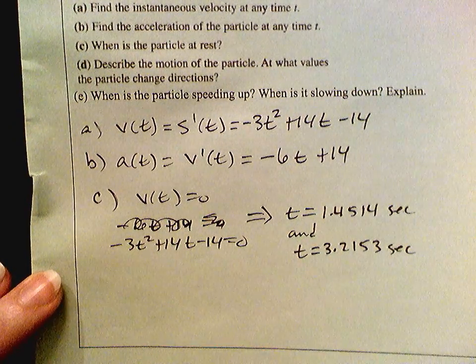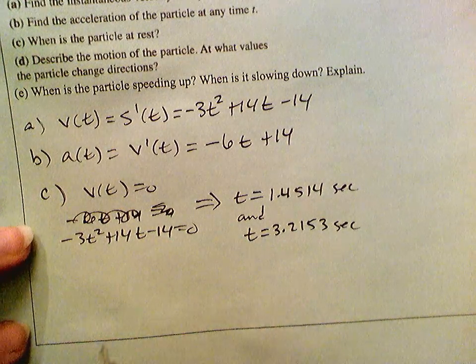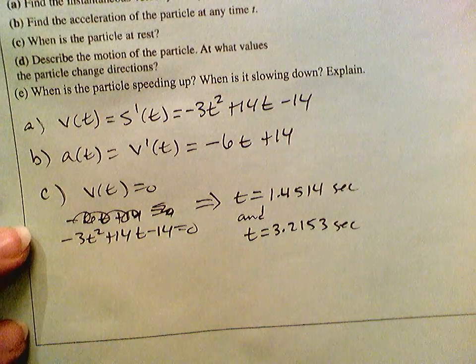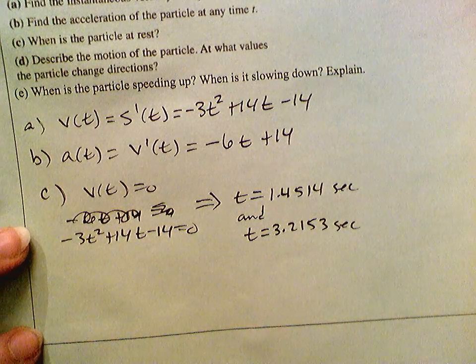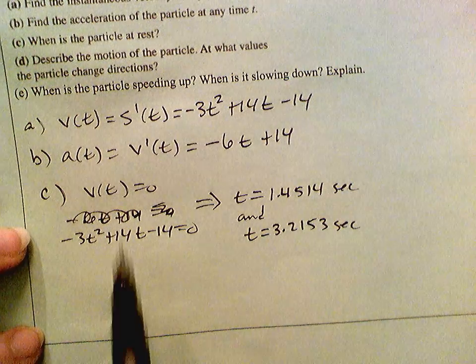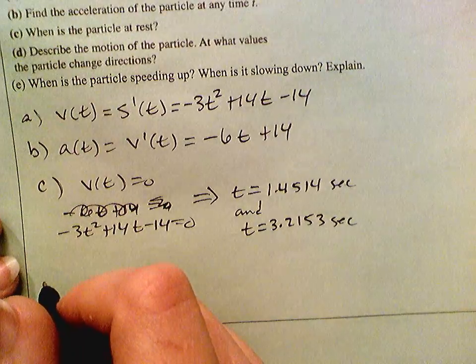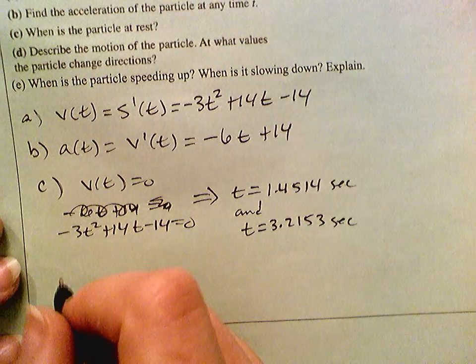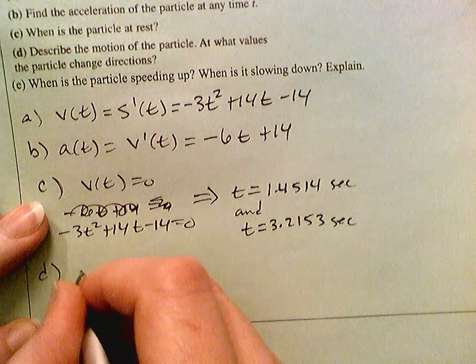So the best way to do particle motion, guys, like describing it, is to do it the same as you would the first derivative test. Because to know when the particle is moving right or left, or up or down, we just need to know when the velocity is positive or negative. So it's the same as the first derivative test, really. So I'm on part D.